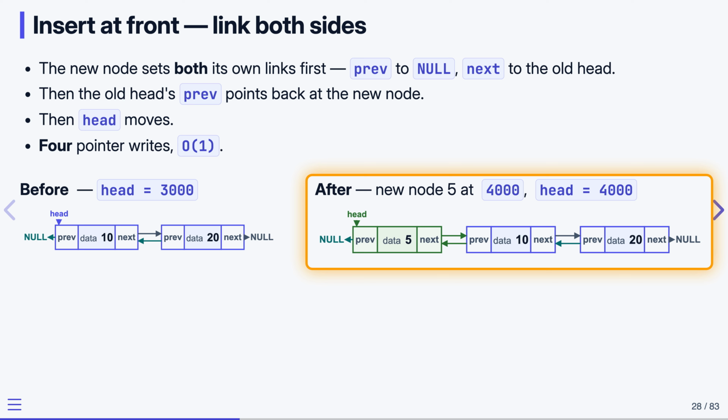This is the list after. We made a new node 5 at 4000, shown in green. Node 5's next field points at node 10. Node 10's prev field now points back at node 5. And head has moved to 4000, so node 5 is the new front.